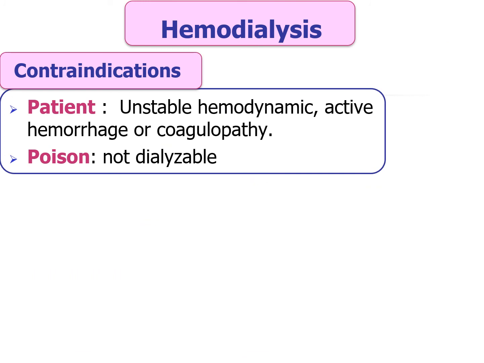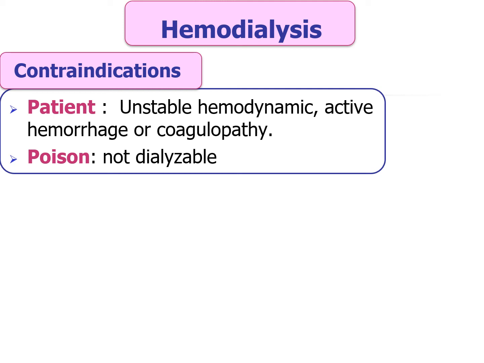There are some contraindications for hemodialysis related to the patient, including unstable hemodynamics, active hemorrhage, or coagulopathy. For the poison, if it doesn't fulfill the previously mentioned criteria to allow it to be effectively eliminated by hemodialysis, then it's contraindicated to do hemodialysis.